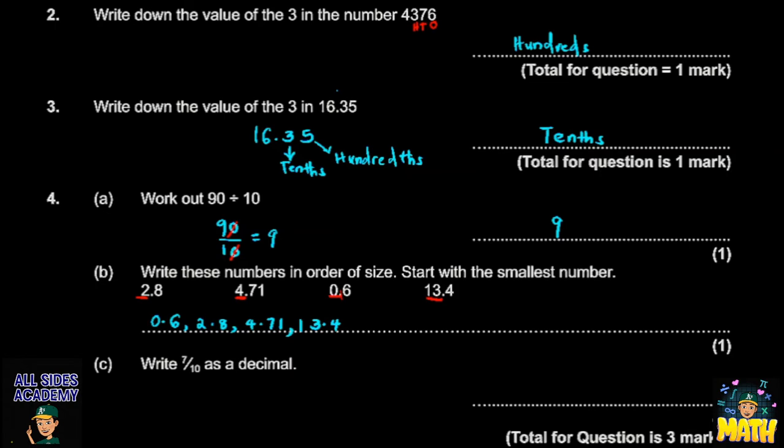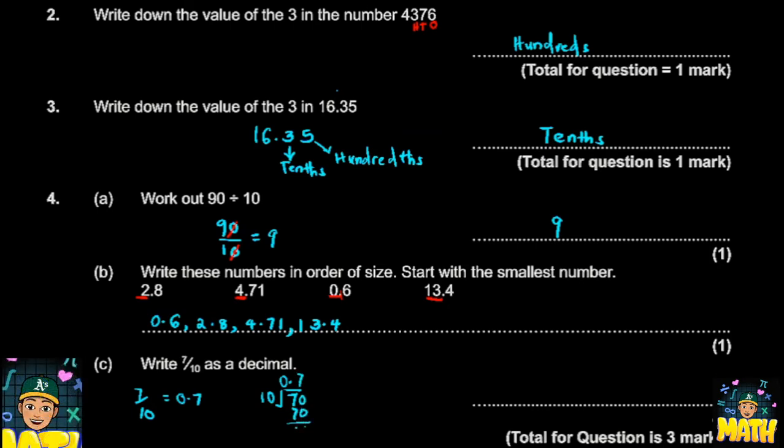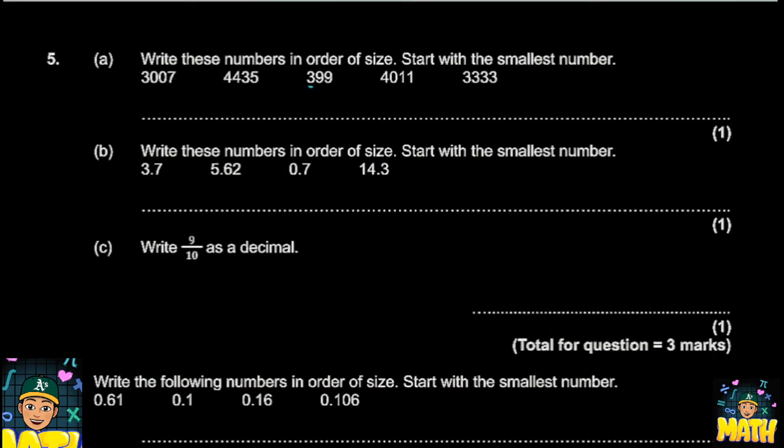Okay, write 7/10 as a decimal. I know this is a very simple question. There's one way: the 10 gives one decimal place to the number, or you can do the long method, which is dividing those numbers, and that gives you 0.7 as the answer. So remember the numerator and the denominator.